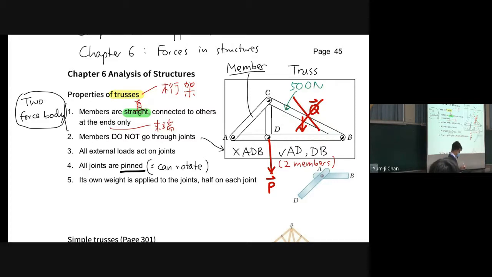So it means 500 Newtons here is not okay. What we work on is like this: we put 250 Newtons here and 250 Newtons on B. So it is always applied to the joints, and half of the weight goes on each joint.